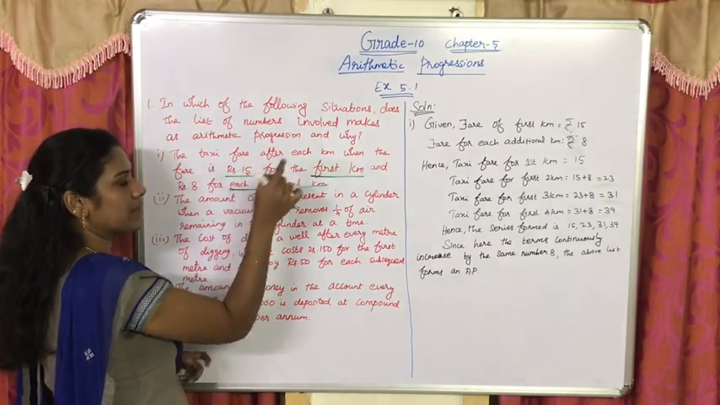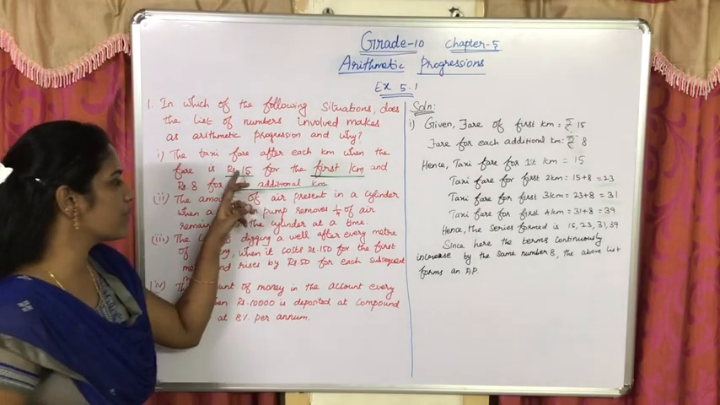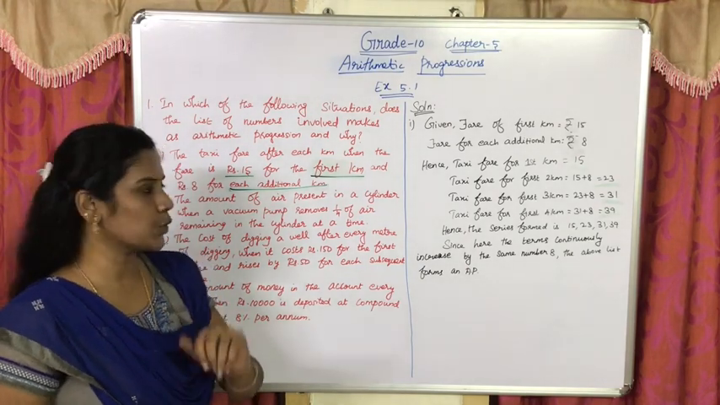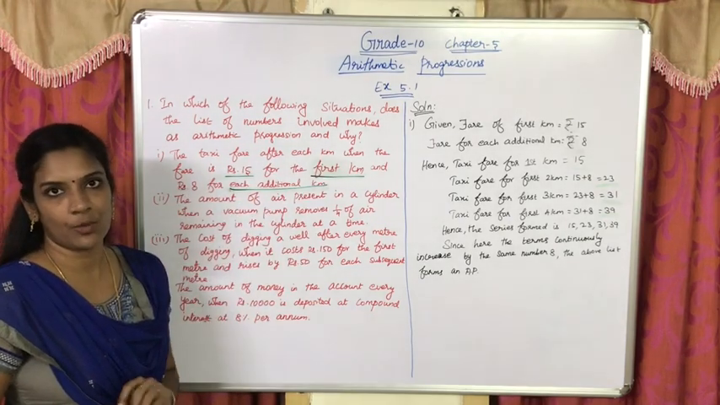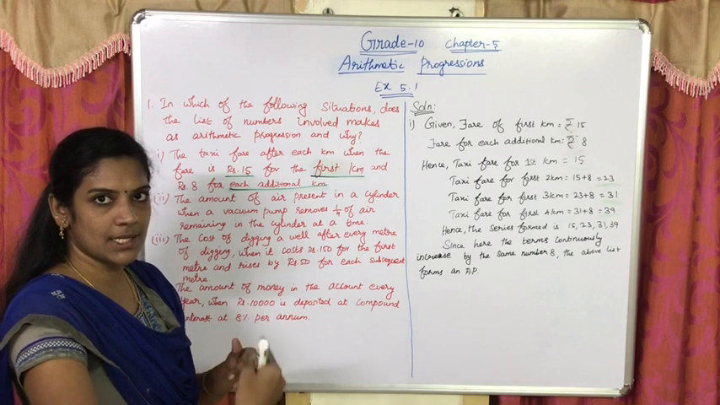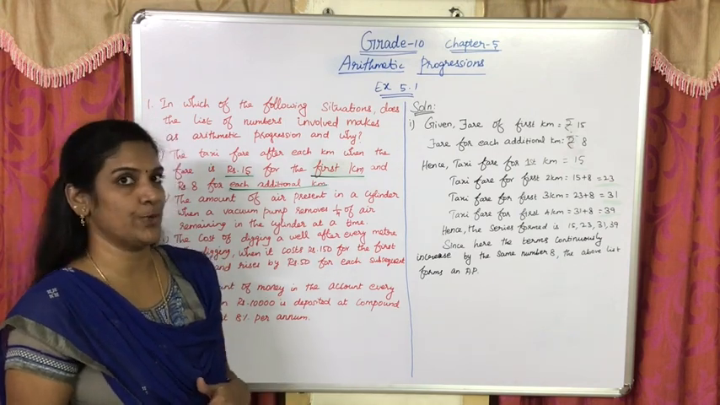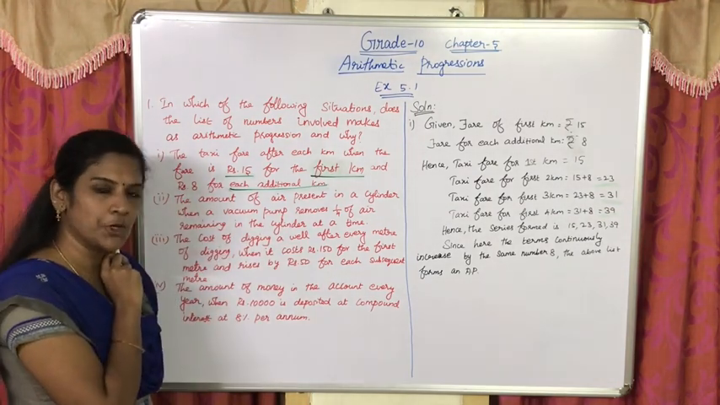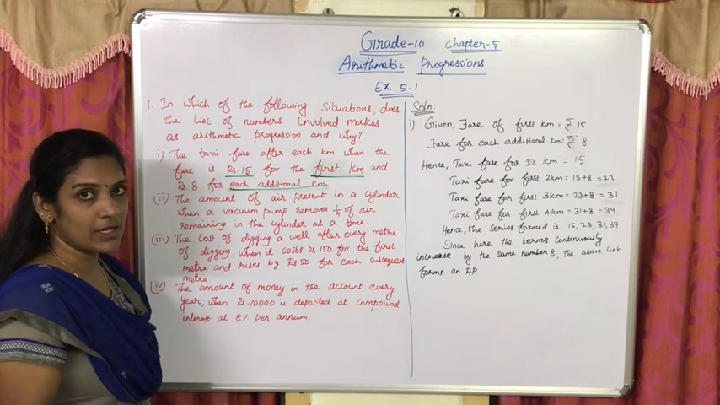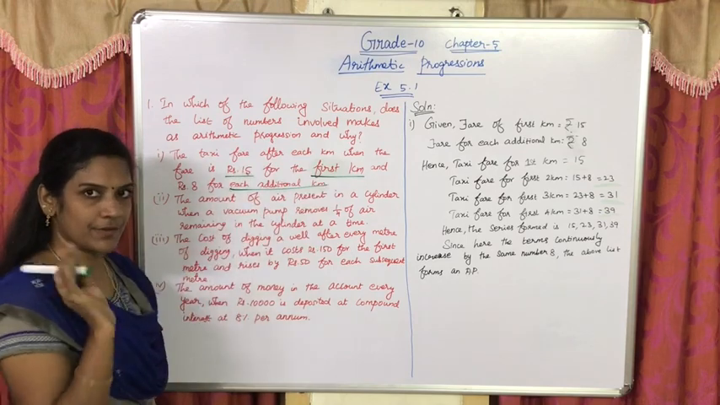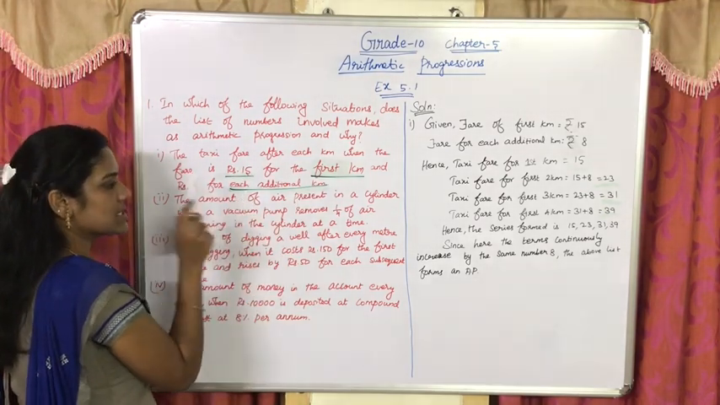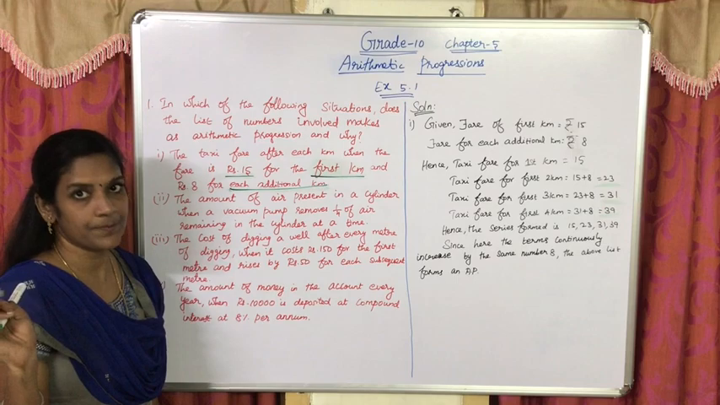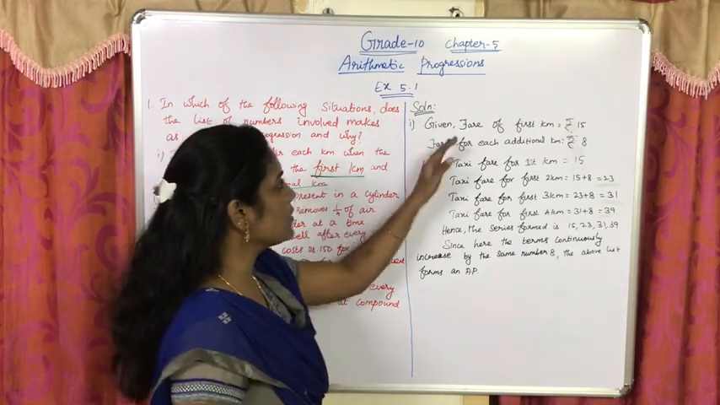The taxi fare after each kilometer, when the fare is ₹15 for the first kilometer and ₹8 for each additional kilometer. For example, if I am traveling 2 kilometers, for the first kilometer I need to pay 15. For the second kilometer, how much do I need to pay? ₹8. What about the third kilometer? If I am traveling 3 kilometers, the first kilometer is 15. That is fixed. It never changes. Then for the second kilometer, I need to pay ₹8. For the third kilometer, again I need to pay ₹8. Likewise, it will go.